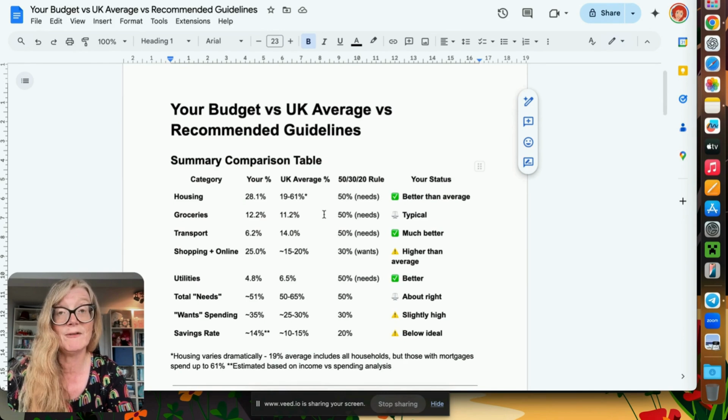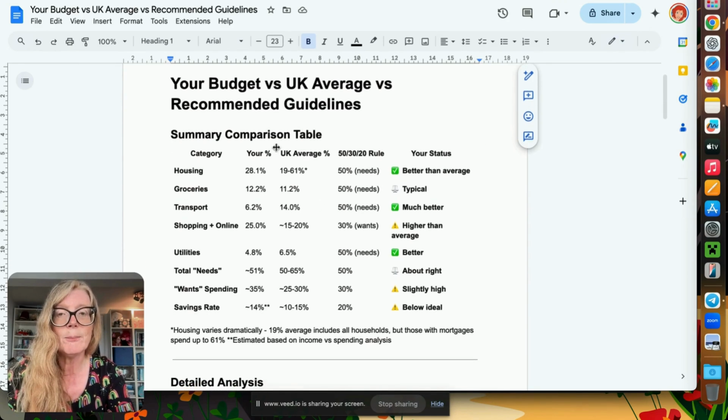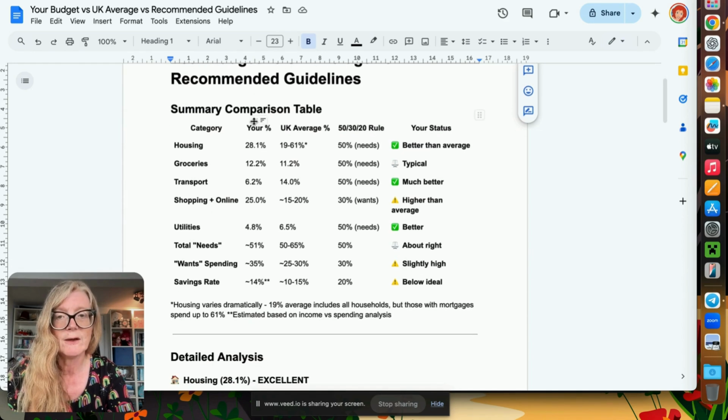And this was really helpful. So that very simple question has given me an awful lot of insight. So it says my budget versus UK average and recommended guidelines. So it's saying here, housing, mine is 28%, whereas the UK average has a big range between 19 right up to 61%.